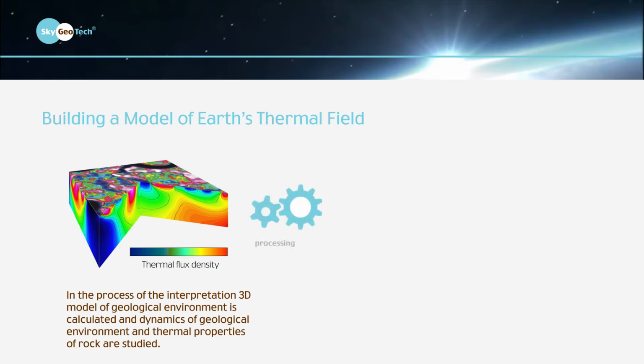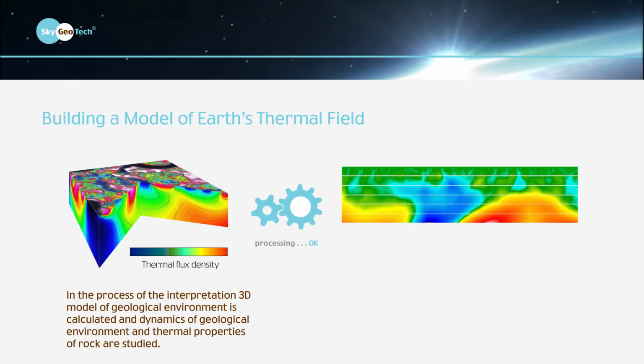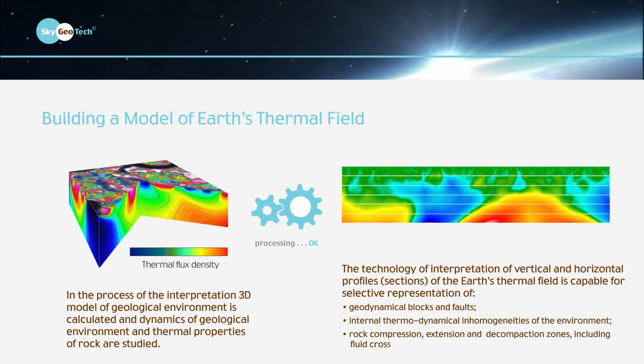Then the scientific team makes processing with the use of developed algorithms. And as a result, we get vertical profile of block and fold structure, which shows us rock density. Red color is a dense rock, green color is transitional zones, and the compaction zones are shown by blue color.